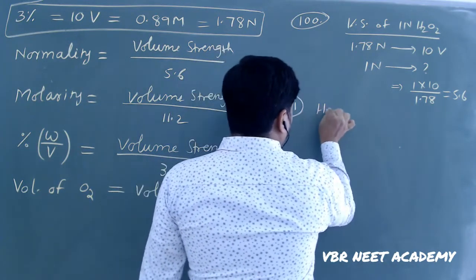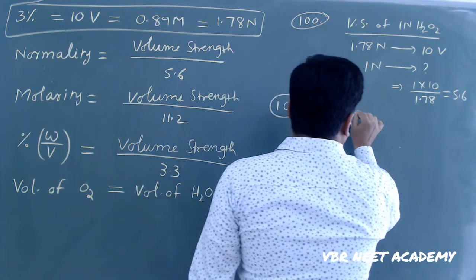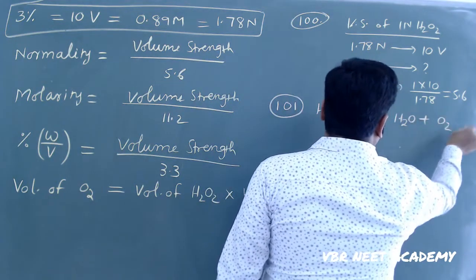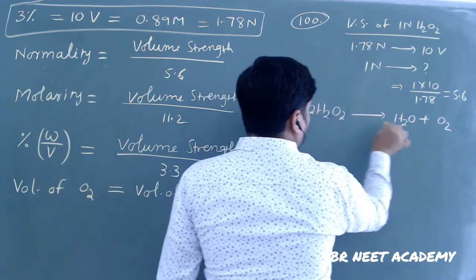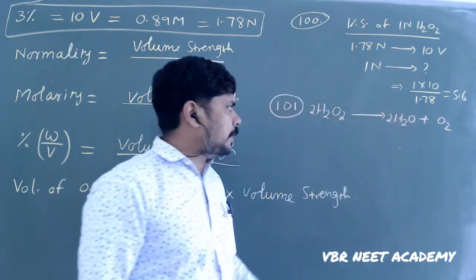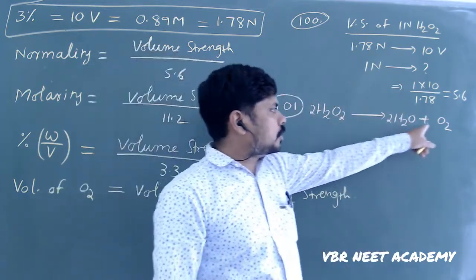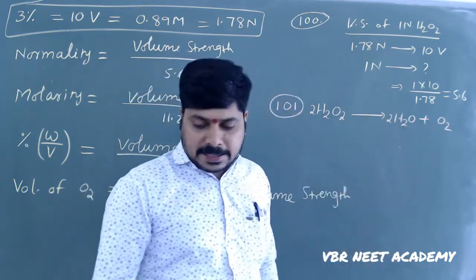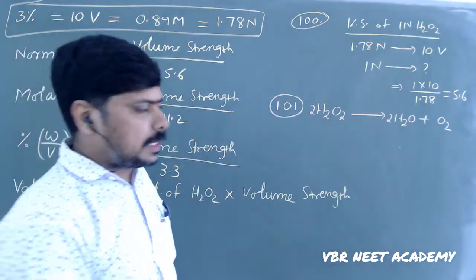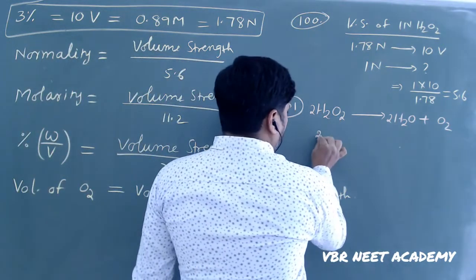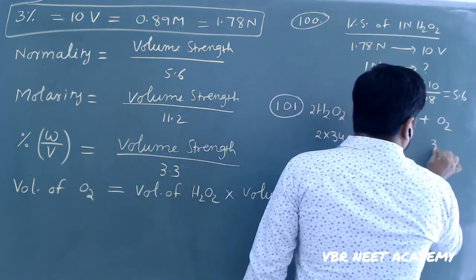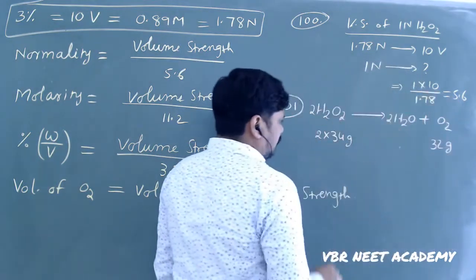So what is the decomposition reaction we are going to have? H2O2 gives rise to H2O plus O2. Balanced, 2H2O2 gives 2H2O plus O2. So that means 2 moles of H2O2 is going to give you 1 mole of O2. They are asking about 3.4 gram. So based on this, 2 into 34 grams is going to give 32 grams of oxygen.